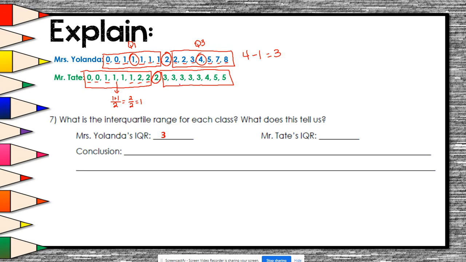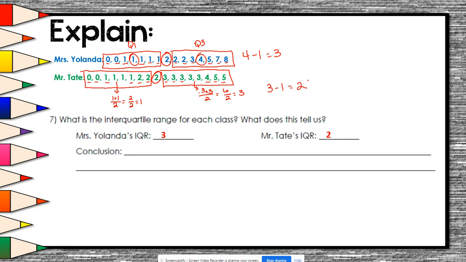Then we do the same thing with the upper half, 1 from the front and 1 from the back until we get to the middle. Well, when we get to the middle, again, there are 2 numbers, so we would add them together, then divide by 2. Well, 3 plus 3 is 6, and 6 divided by 2 gives us 3. So our first quartile is 1, and our third quartile is 3. So we're going to do 3 minus 1, which gives us 2.